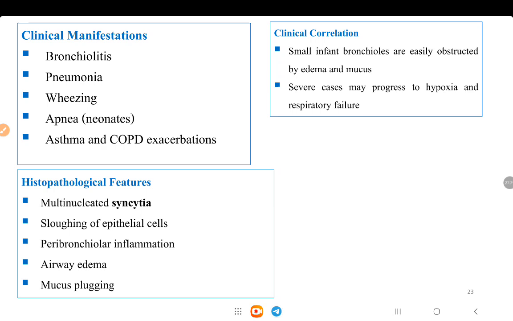It also causes exacerbation of asthma and chronic obstructive pulmonary disease. Histopathologically, when we take a sample or biopsy from this patient, you can see fogging of the epithelial cells, airway edema, and mucus plugging. In the clinical correlation, we find that small bronchioles are easily obstructed by the edema and mucus, and severe cases may progress to hypoxia and respiratory failure, which leads to the death of the neonate.